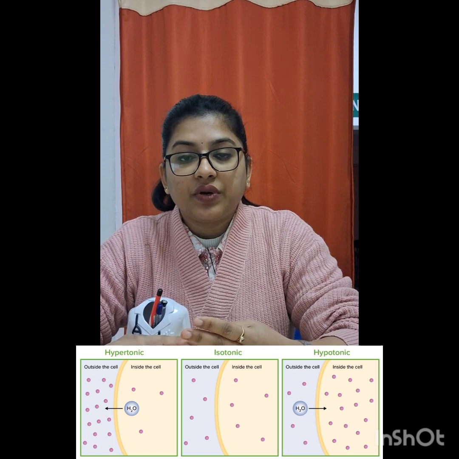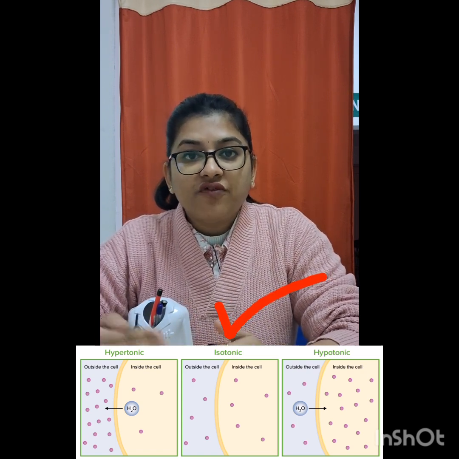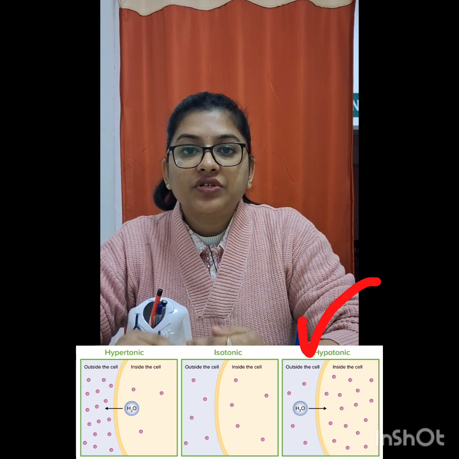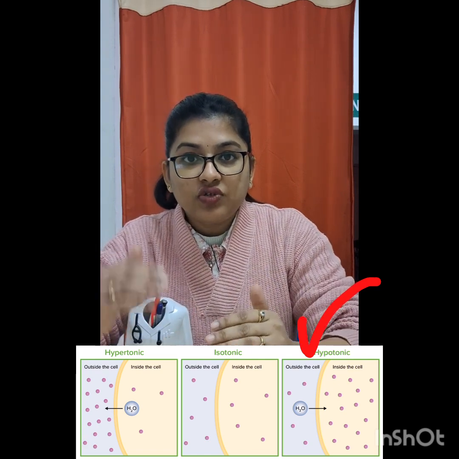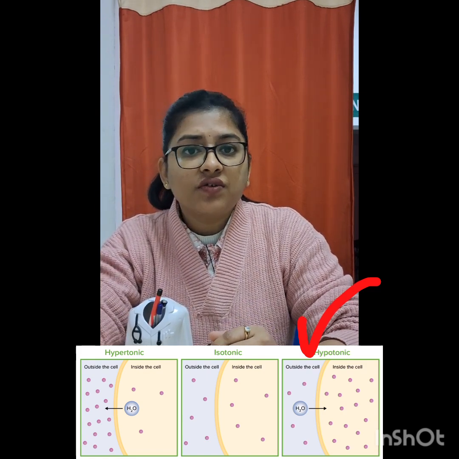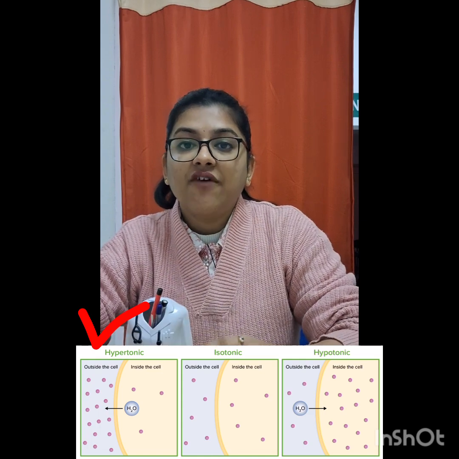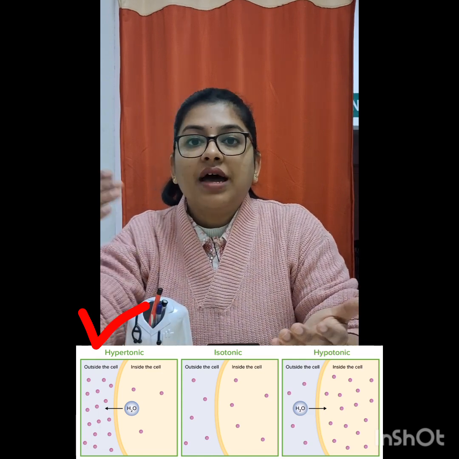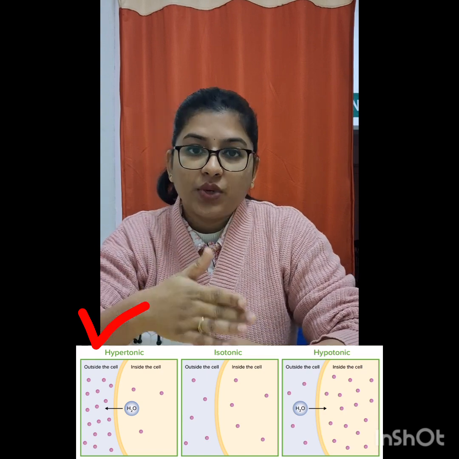Crystalloid solution can be isotonic, hypotonic or hypertonic. Isotonic means they will have same osmotic pressure as of plasma. Hypotonic solution means they will have less concentration of solutes, more of water. So fluid will shift from high concentration to low concentration, so fluid will shift from vessels to cells. Hypertonic solution will have more concentration of solutes and less of water as compared to plasma. So fluid will shift from cells to vessels.